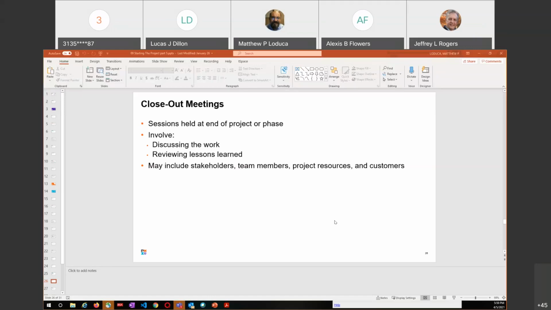And of course, you've got to include stakeholders. Team members are stakeholders, as well as our project resources and customers, right? So essentially stakeholders. The rest of those are redundant there. All those people are our stakeholders, and we want to make sure they're involved and they have their feedback. Any question on closeout meetings?